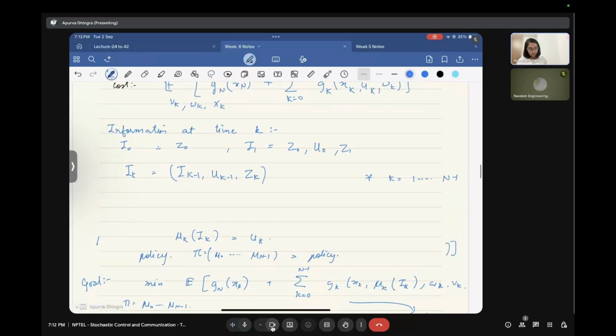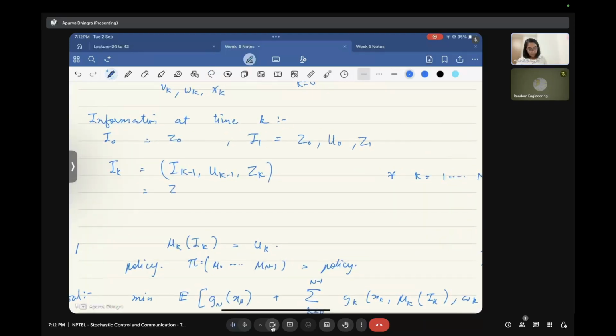So this is starting from Z0, it goes all the way till Zk, and then starting from U0, it goes all the way till Uk minus 1. Notice this part, okay? It goes till Zk in observations, but Uk minus 1 in actions. So this is the same idea as histories.